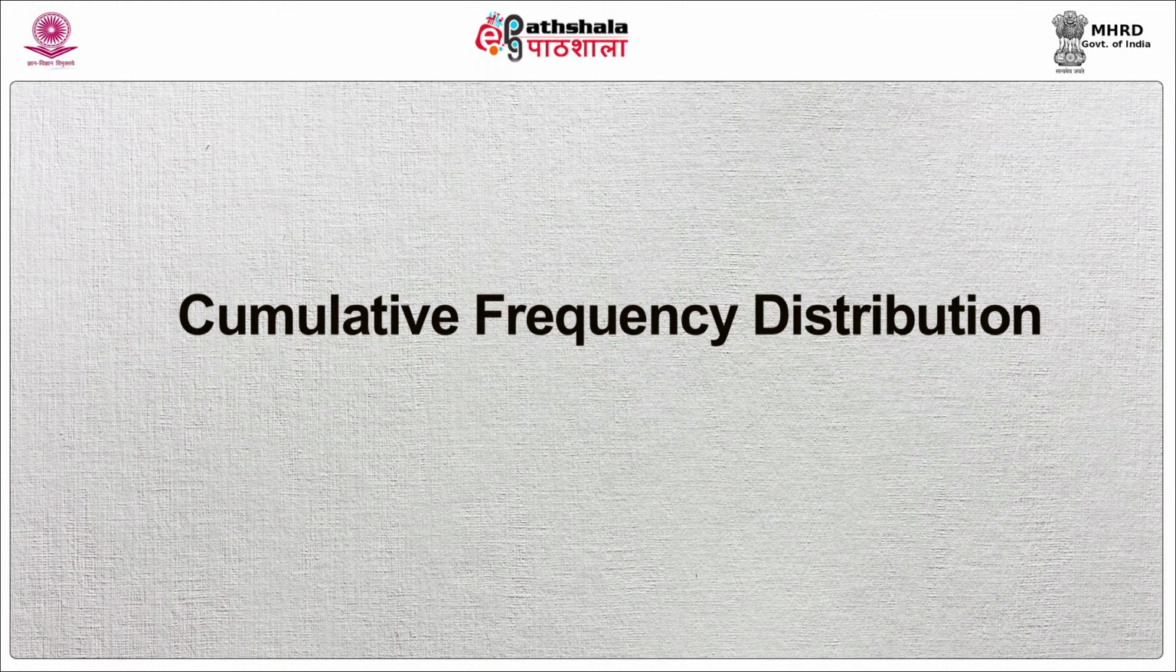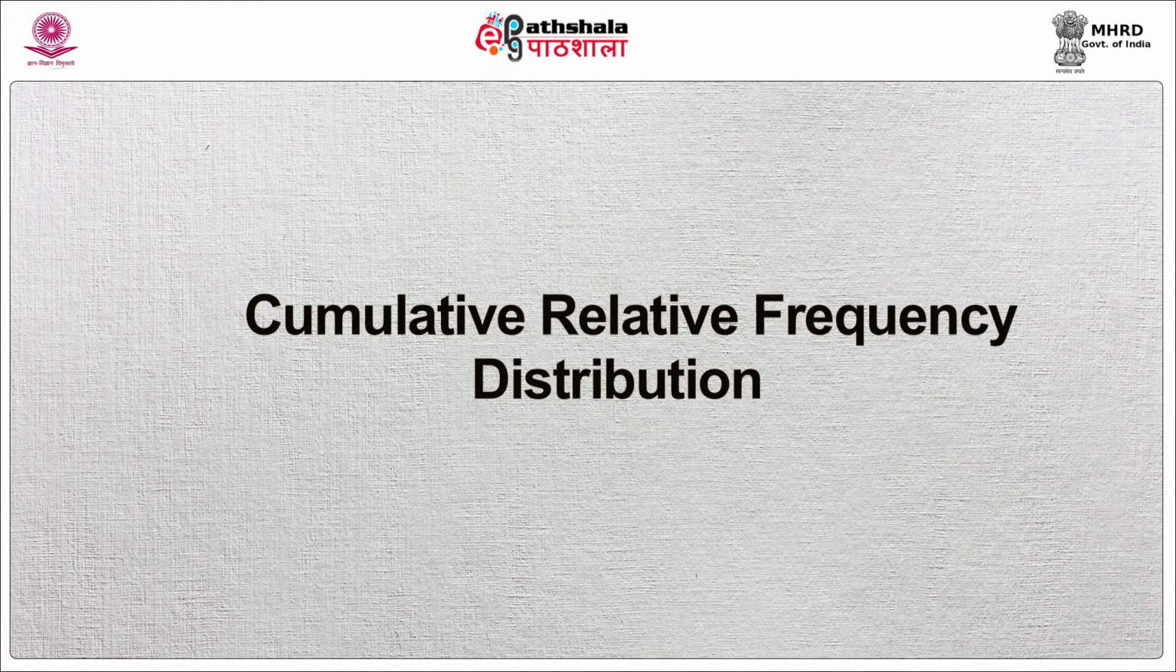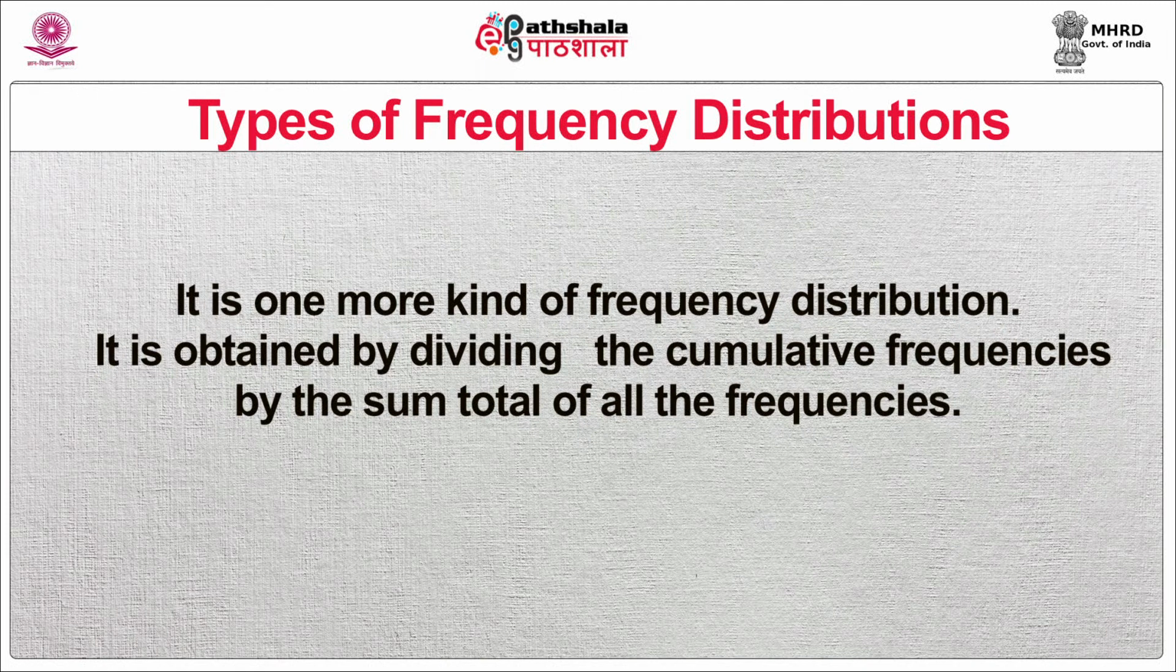The cumulative frequency distribution is one of the types of frequency distributions. It is obtained for each class interval by the addition of the next frequency value to the previous cumulative total. Next is the cumulative relative frequency distribution. It is one more kind of frequency distribution. It is obtained by dividing the cumulative frequencies by the sum total of all the frequencies.